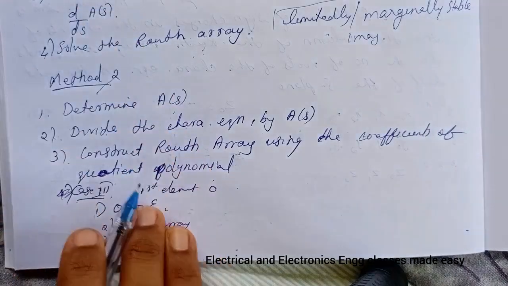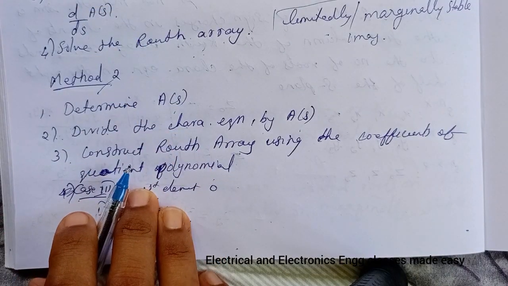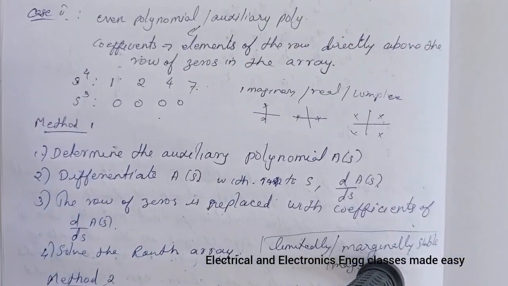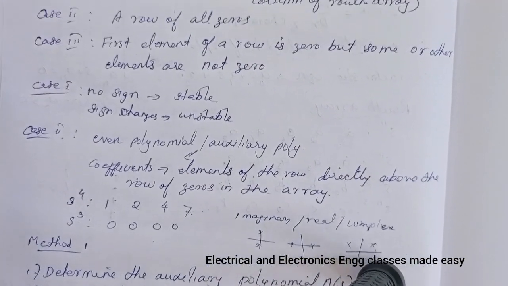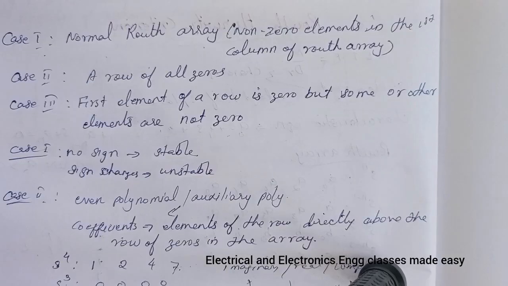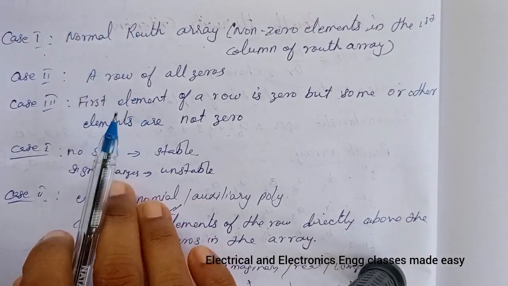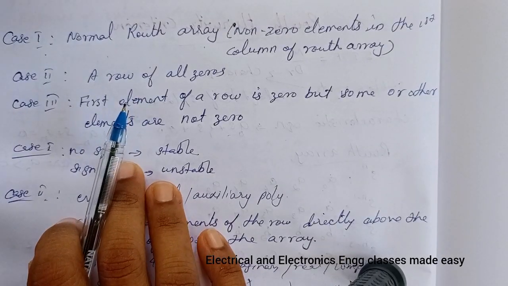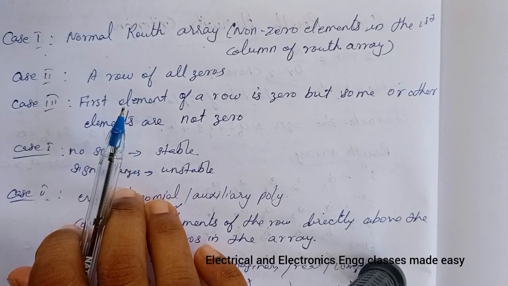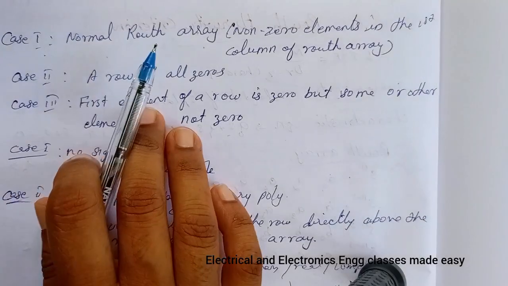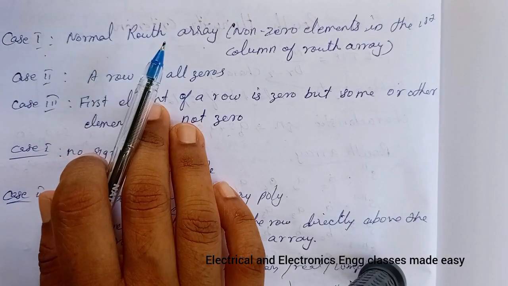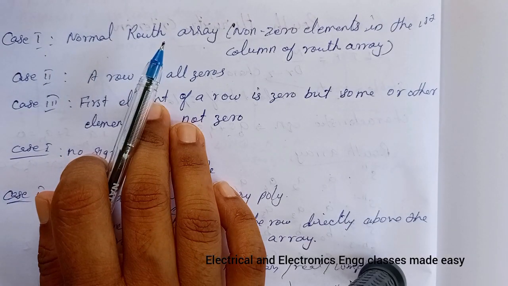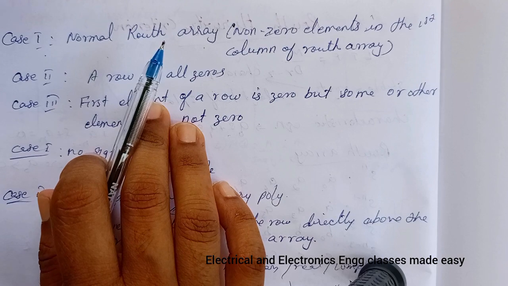So these are the 3 cases while constructing the Routh array. So this is about the procedure for constructing the Routh array. In the next class, we will discuss the problems related to the Routh array, that is to find the stability of a system and how we can use this Routh array to find the stability of the system.